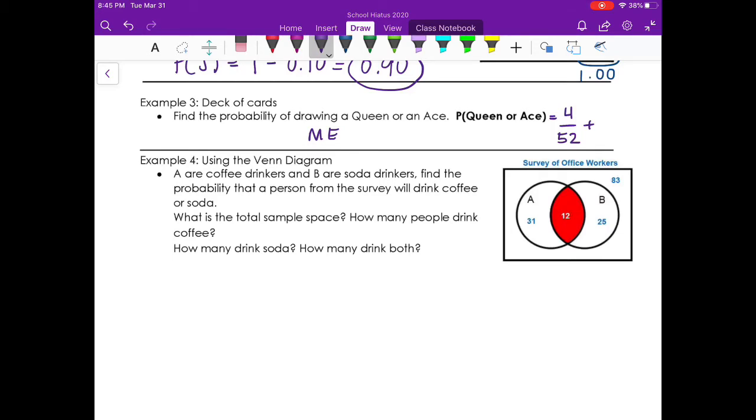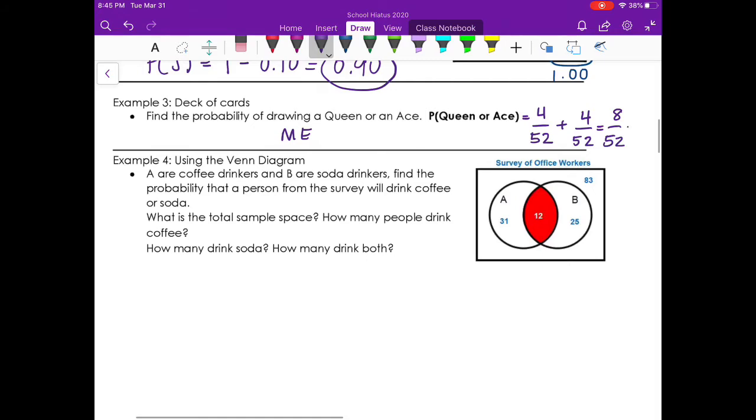So there are 4 queens, and then there are also 4 aces out of 52, and that gives us 8 out of 52 for our probability. And then we'll want to simplify that to 2 out of 13.